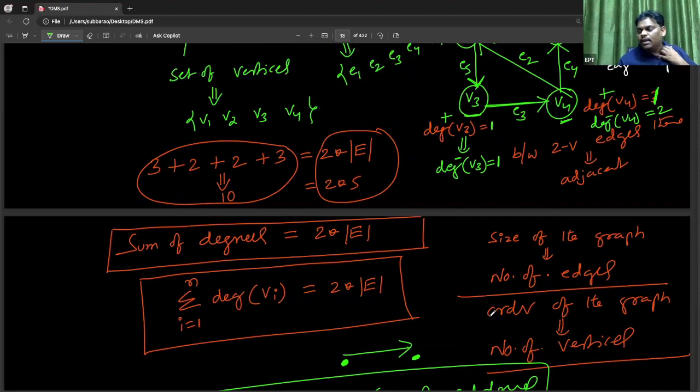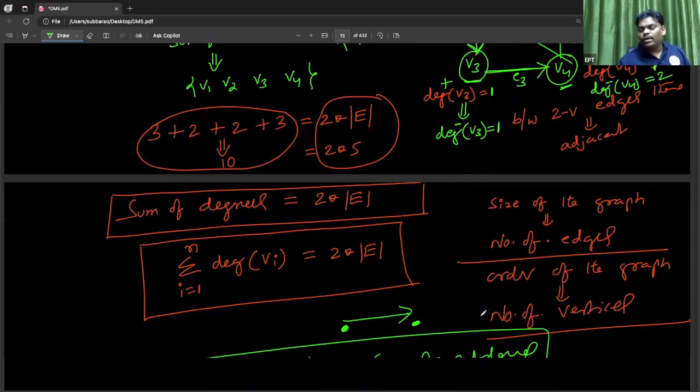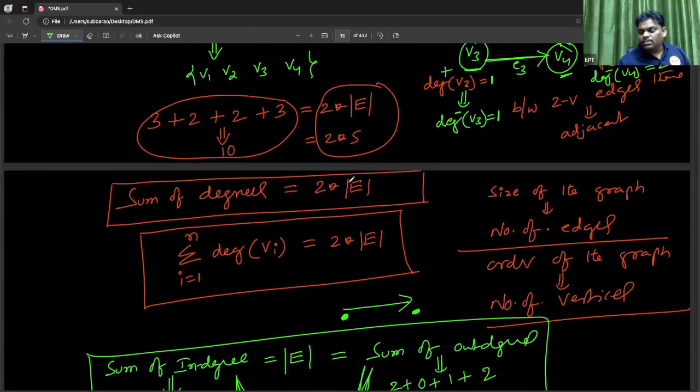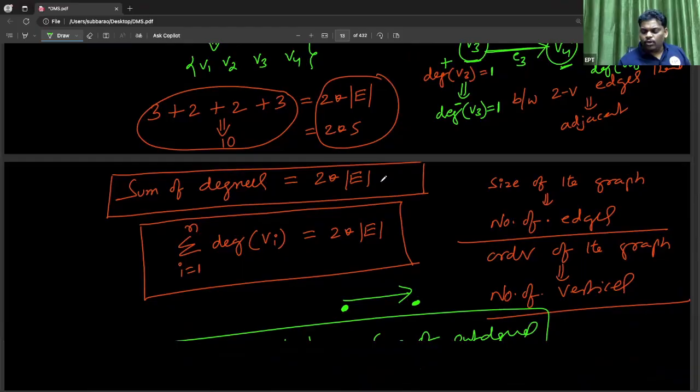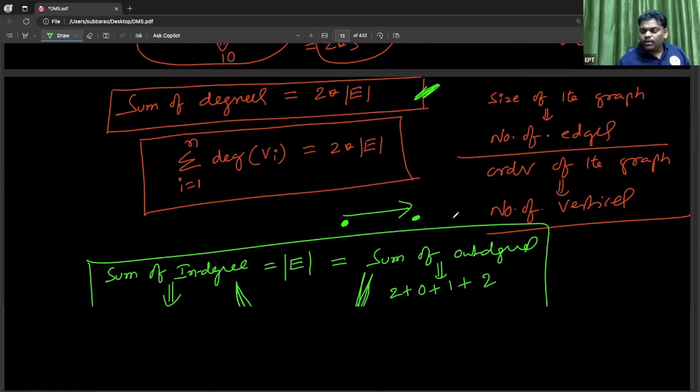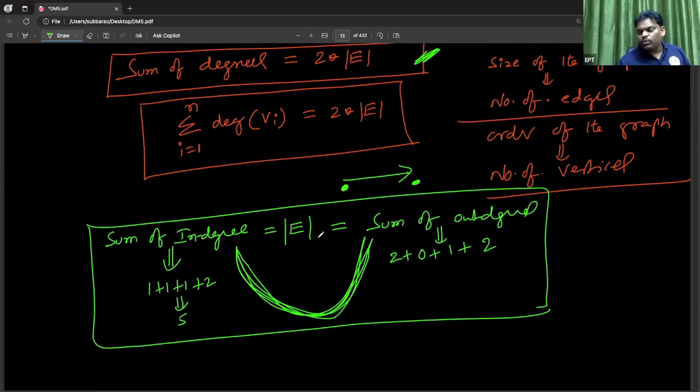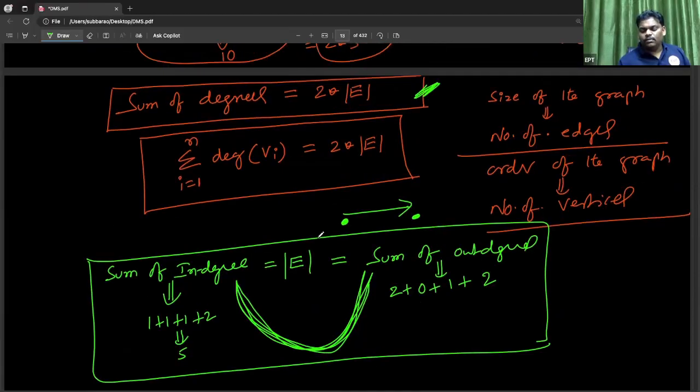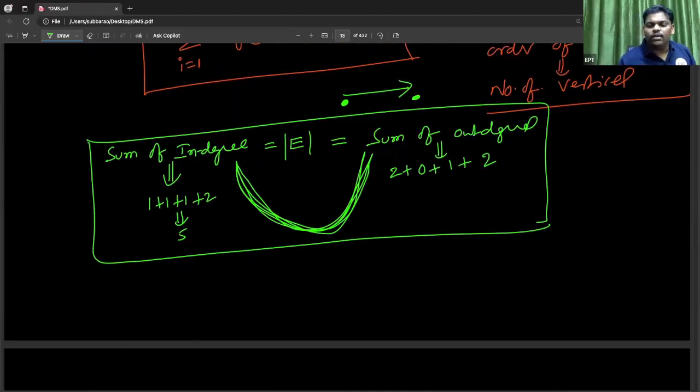Remember, size of the graph increasing means edges are increasing. Order of the graph increasing means vertices are increasing. Next one, sum of degrees. When you say degree, no in degree, no out degree, simply degree, it is an undirected graph. When you say in degree, out degree, it is a directed graph. Sum of degrees is equal to 2e. This is the formula. Next one, sum of in degrees is equal to sum of out degrees is equal to number of edges. Any doubts till now?